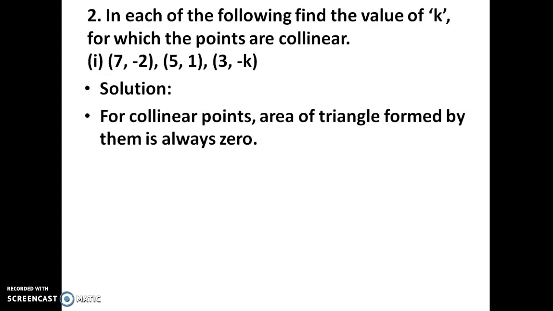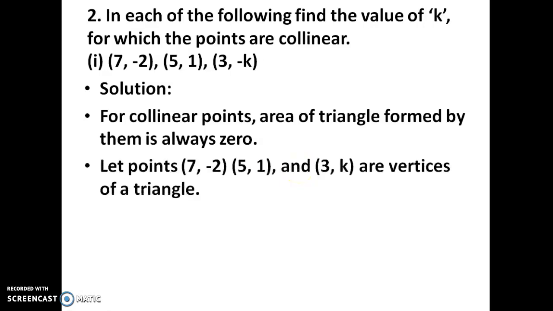So the area of the triangle joining the 3 coordinates can be 0 when the points are collinear, that is, all 3 points are lying on the same line. Then the area will be 0. For a line, we can't find an area, no. So for a line, the area is 0 only. That's why if you substitute in the area of triangle formula, it will be equal to 0.